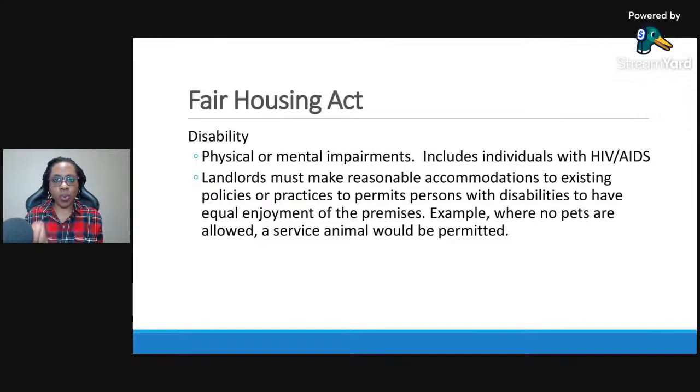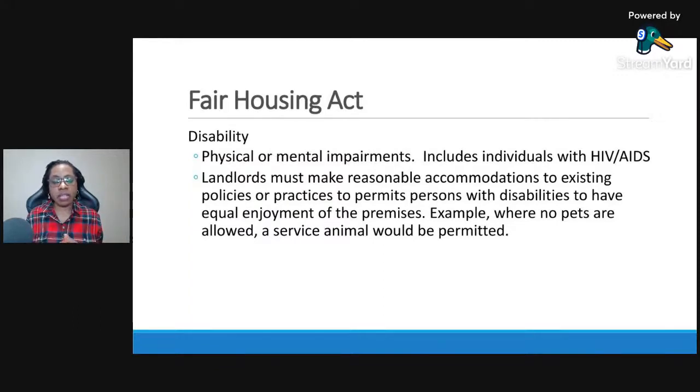And the law requires that landlords allow people with disabilities to make reasonable modifications to the property at their own cost. All right. So an example I have there on the screen, if you don't allow dogs, a service animal would be allowed because it's a service animal. All right. There are some other reasonable modifications. For example, people may want to install grab bars on the wall to help them stand up from either the toilet or help them get out of the tub.